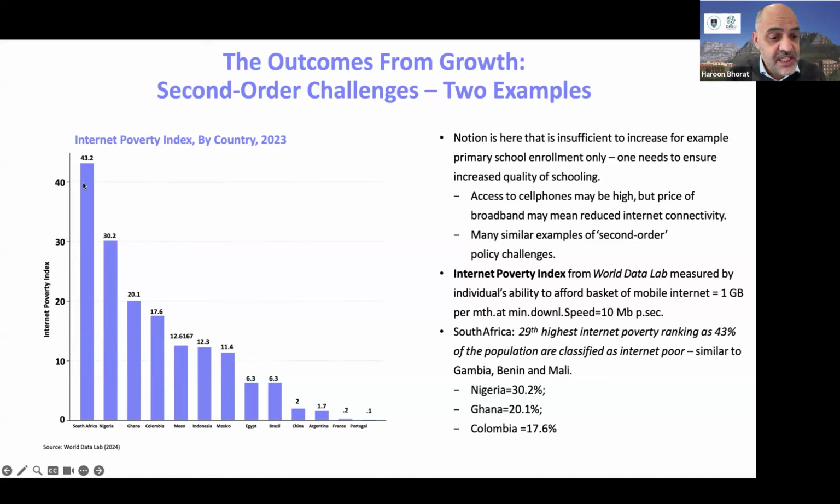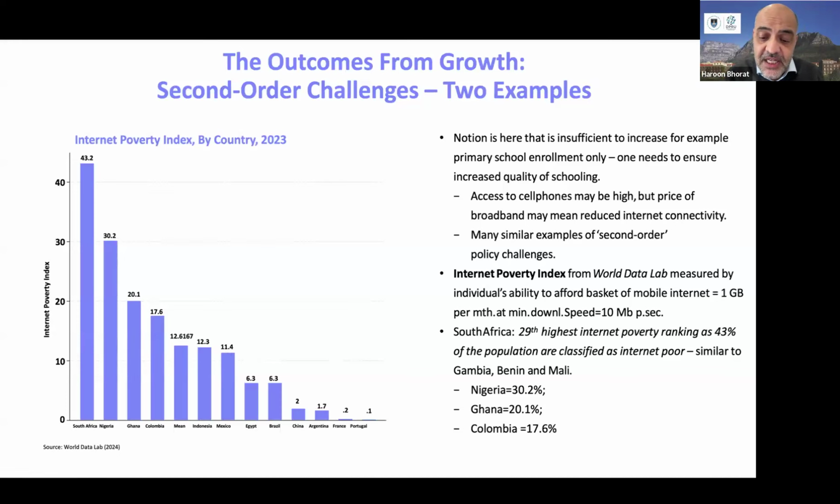So the reason South Africa is so much higher than a Brazil, that differential has got nothing to do with economic development because we're at similar levels of economic development. So I'm not even comparing ourselves to China, or Mexico. That difference has got nothing to do with economic development. What it has to do with is price differences.